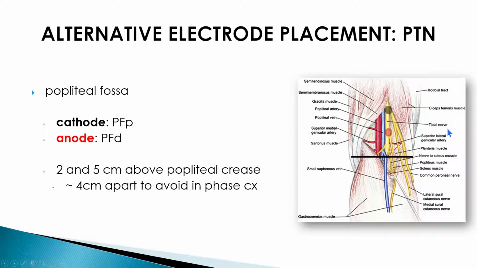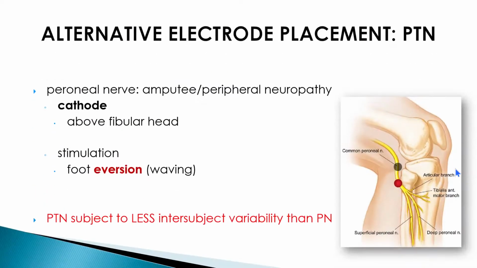If you can't stimulate at the posterior tibial nerve or at the peroneal nerve, you can stimulate at the popliteal fossa. The cathode is the proximal electrode, and the anode is the distal electrode, proximal and distal with respect to the head. You can stimulate here and still record your SSEPs. Here's the peroneal nerve. The cathode goes above the fibular head. Here's the fibula. It kind of goes above and a little bit behind it. If you stimulate the peroneal nerve, you get what's called a foot eversion.